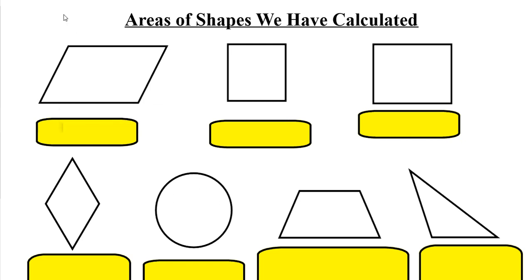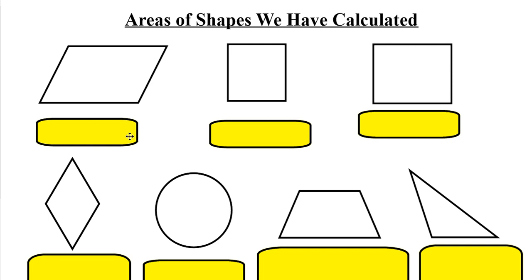Hello. In this lesson, we're going to summarize all of the area formulas that we've found so far, and then we're going to put some of them together to find more involved shapes. So we're going to have to use some pieces together of what we've already found. So here's what we know so far. Here are areas of shapes that we've already calculated.